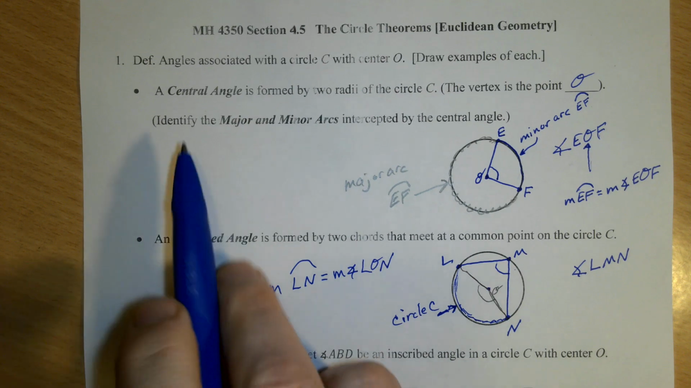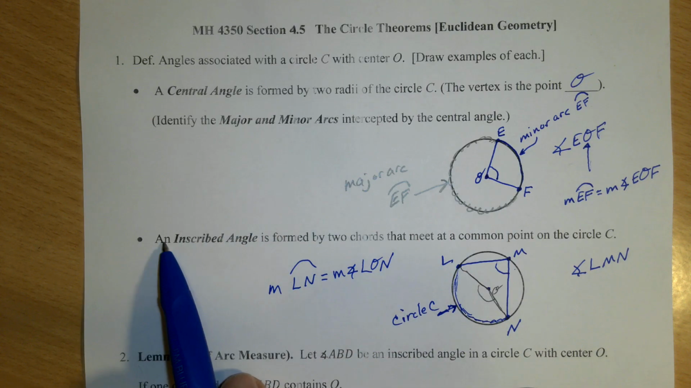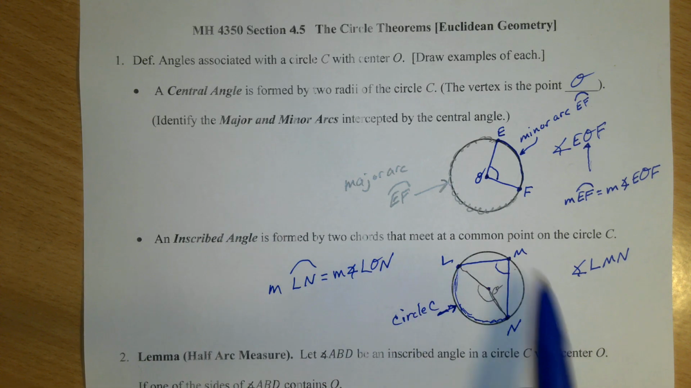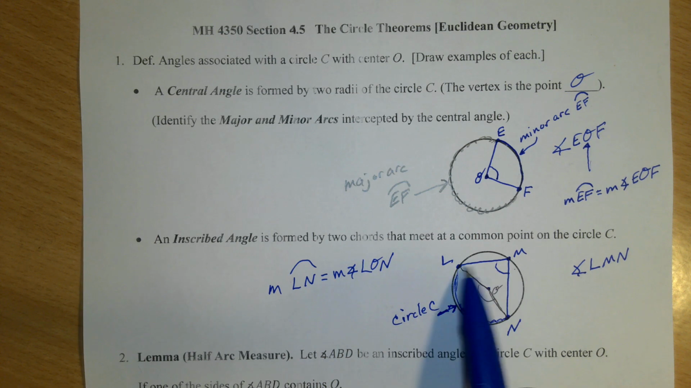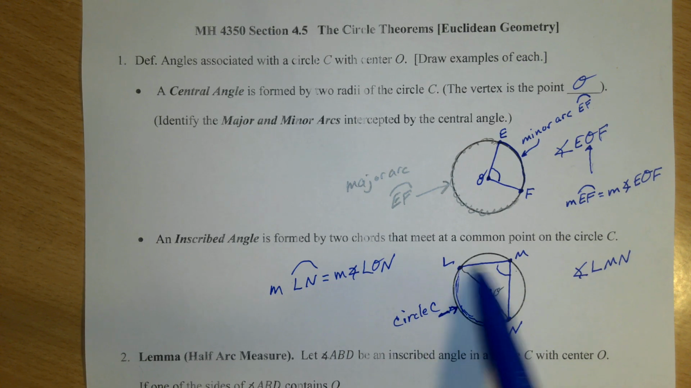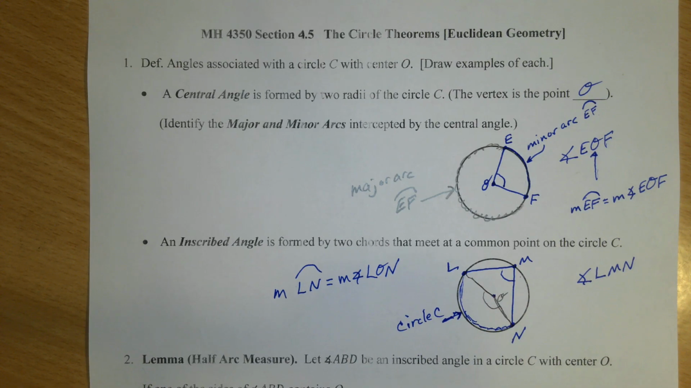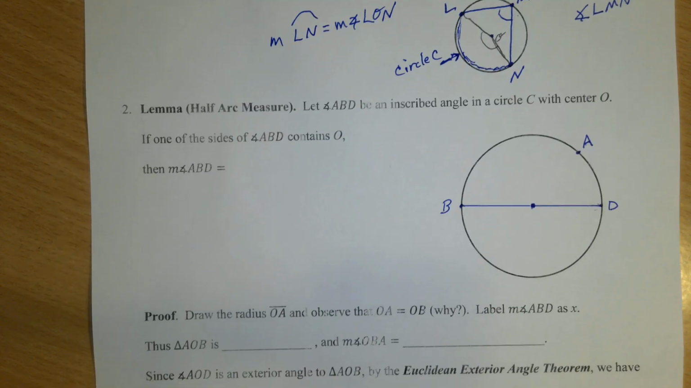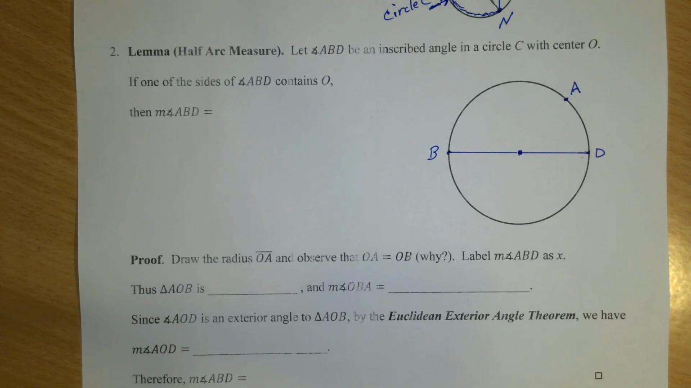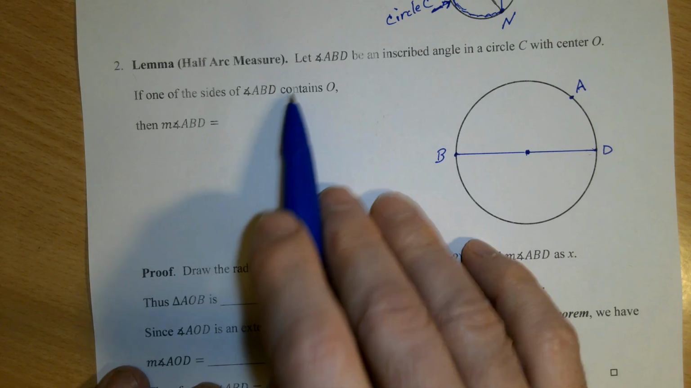Okay, so we've got the central angle, which remember, the vertex is the center of the circle O. An inscribed angle, you just get 3 points on the circle and pick one of them as being the vertex of that angle. The 2 line segments are 2 chords that meet at a common point. Okay, now we've got one lemma to look at, and we'll be done with this video, called half arc measure.